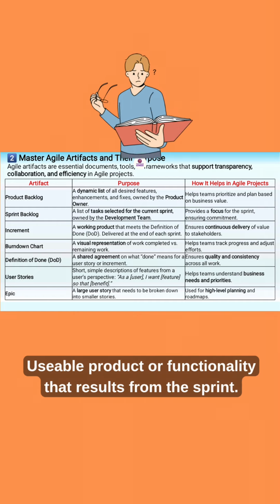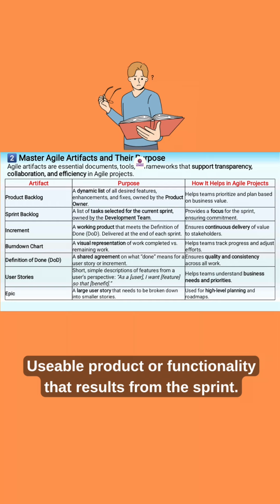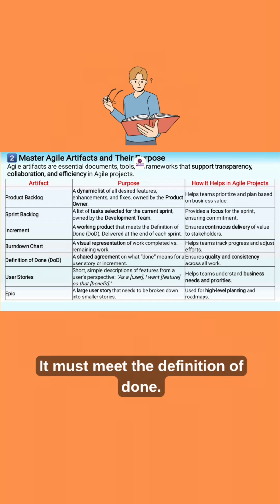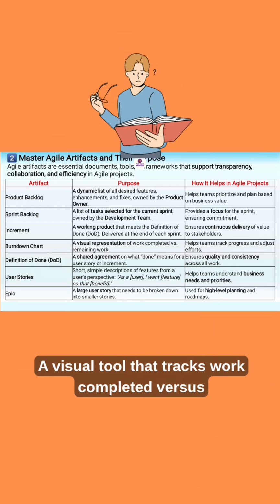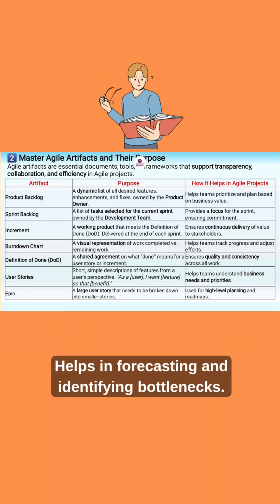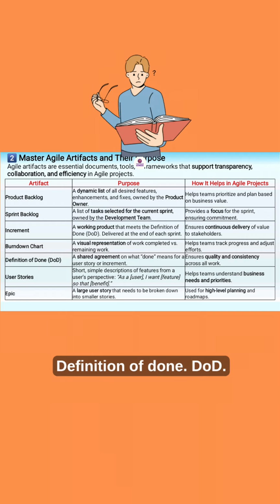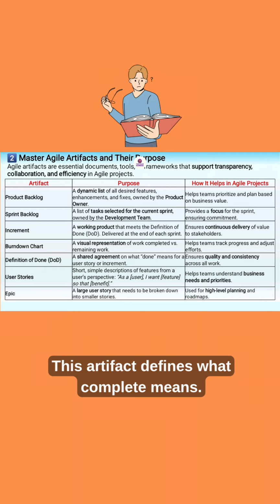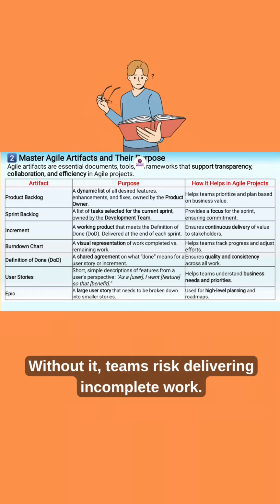Increment. The usable product or functionality that results from the sprint. It must meet the definition of done. Burn-down chart. A visual tool that tracks work completed versus time. Helps in forecasting and identifying bottlenecks. Definition of done, DoD. This artifact defines what complete means. Without it, teams risk delivering incomplete work.